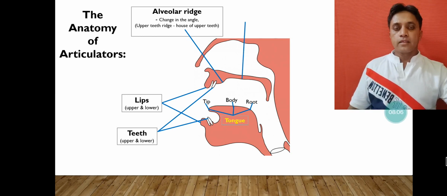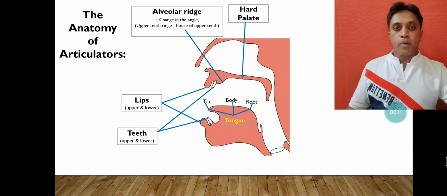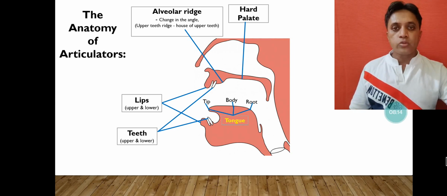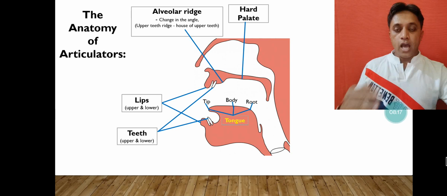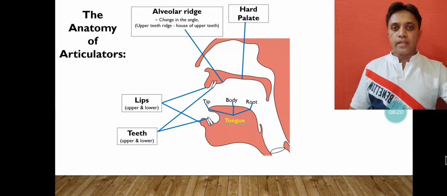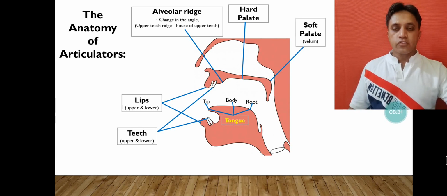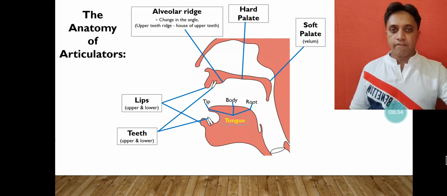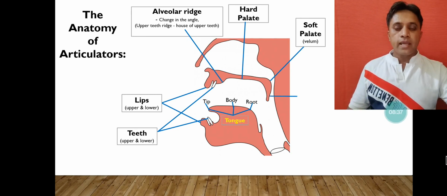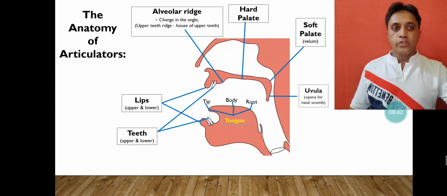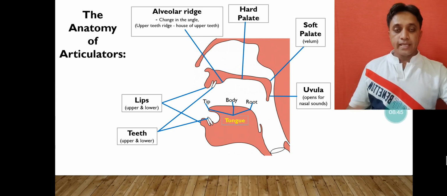The next is the hard palate, the hard area just behind the alveolar ridge, the hard part that forms the top of our mouth, which is also called the roof of the mouth. Then we have a soft area past the hard palate at the top back of our mouth, separating the passage behind the nose from the throat, and it is called the soft palate, and the technical term is the velum. Moving a bit down from there is the soft piece of flesh that hangs down at the back of our mouth, called uvula, and it opens to produce nasal sounds.